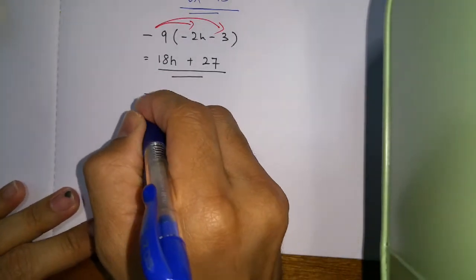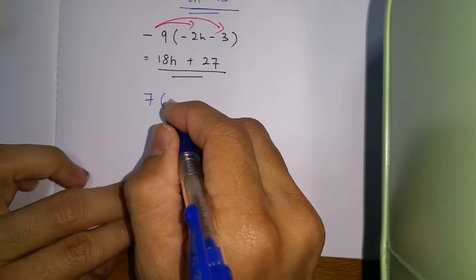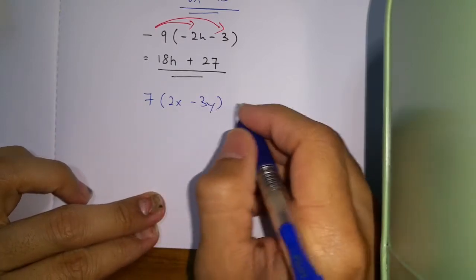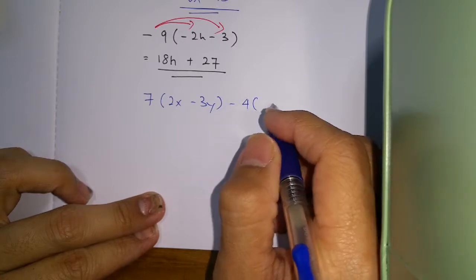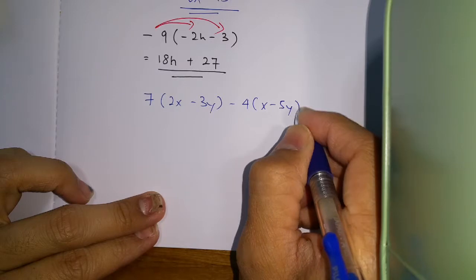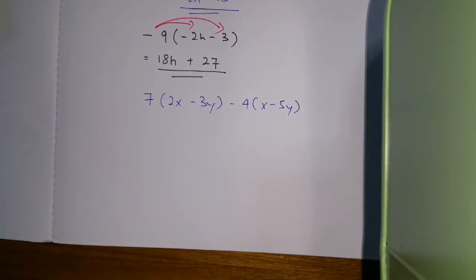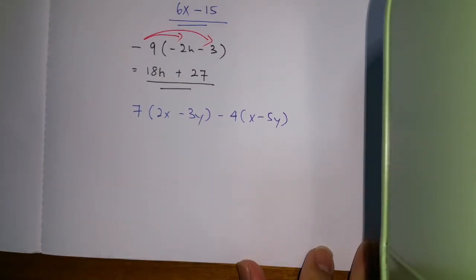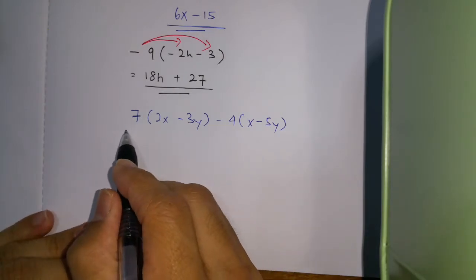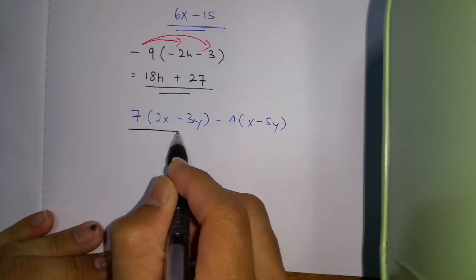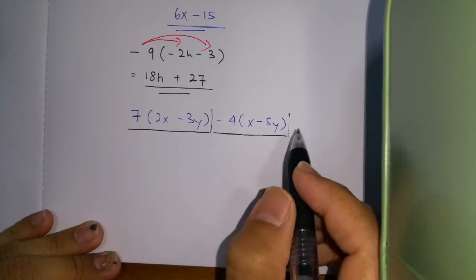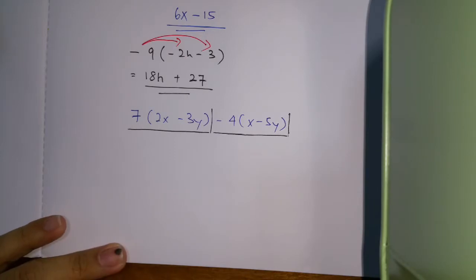So we have 7 multiplied by 2x minus 3y, minus 4 times x minus 5y. From here I can see there are two parts to do this. This is my first part, this is my first section. This is my second section, or my second group.